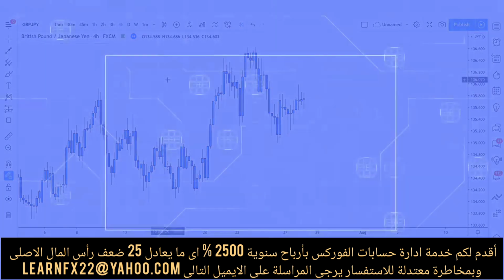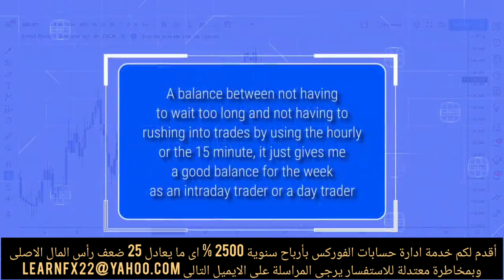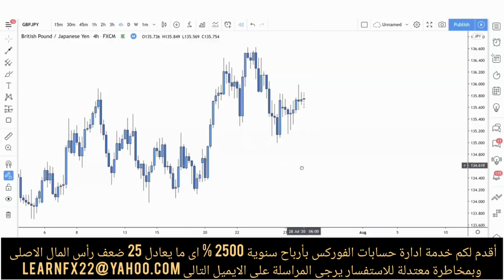For me, it's just the balance between not having to wait too long and not having to feel like I'm rushing into trades by using the hourly or the 15-minute. It just gives me a good balance for the week as an intraday trader, or a day trader, should we say, whatever you call it. So let's look at this market structure.